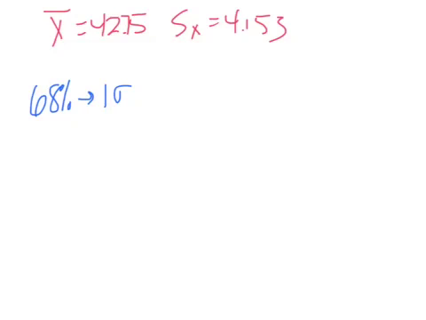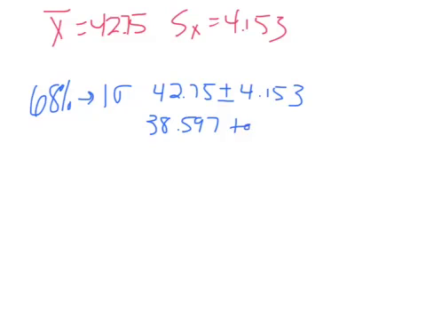So what I'm going to do is take the mean, and I'm going to add to it and subtract from it, in two different calculations, one standard deviation. When I do that, I'm going to get a range that the data is going to be between 38.597 to 46.9. Now, I go back to my data set, I had 20 pieces of data in here, and I count all the pieces of data that are in this range. There's 15. So 15 of the 20 is 75%.